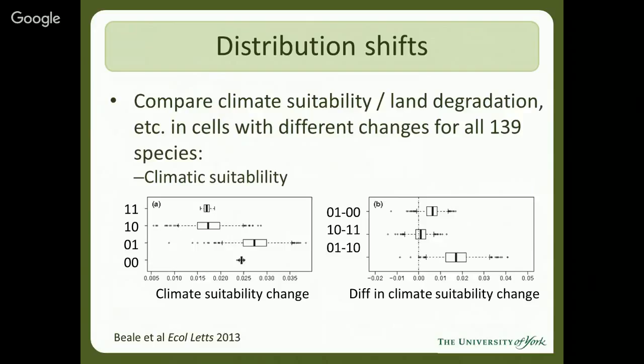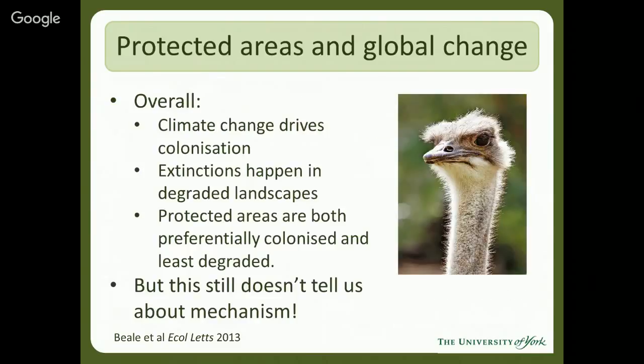The same isn't true for the extinctions, but we can overlap both the colonizations and the local extinctions, not only with climate, but also with protected area and various other things. And broadly speaking, we discovered that climate change seems to be driving patterns of colonization. The local extinctions happen where degradation is greatest. And protected areas are both preferentially colonized. As a species is moving, it likes to jump into a new protected area. And they're also the areas that are least degraded.